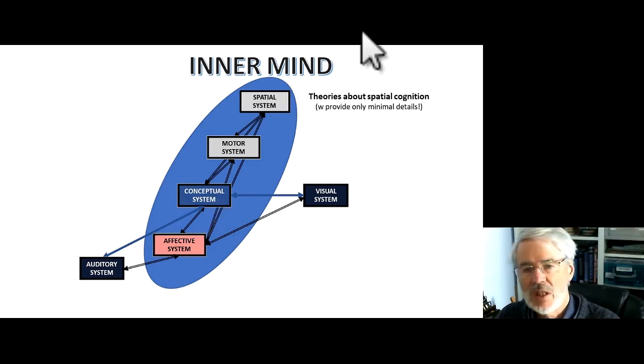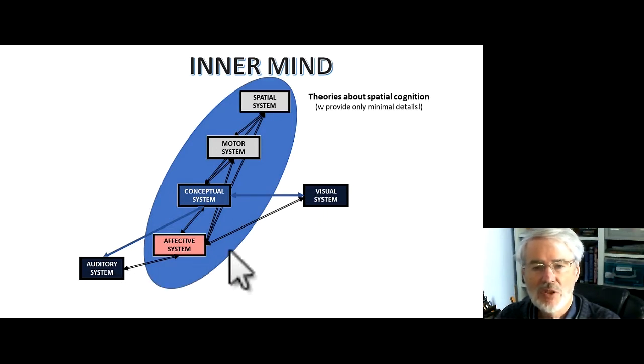So these are the 4 systems in the inner mind, and I've just included a couple of the systems from the outside portal, the visual system and the auditory system, because these are the most important ones for language.